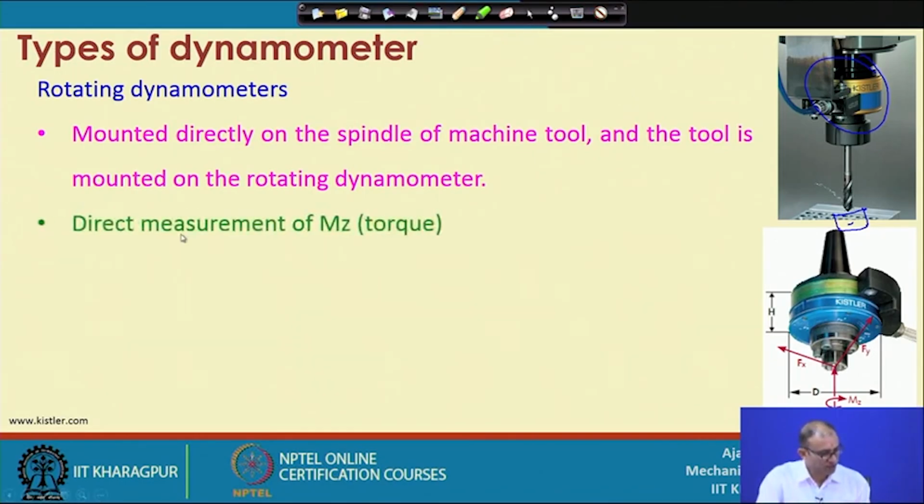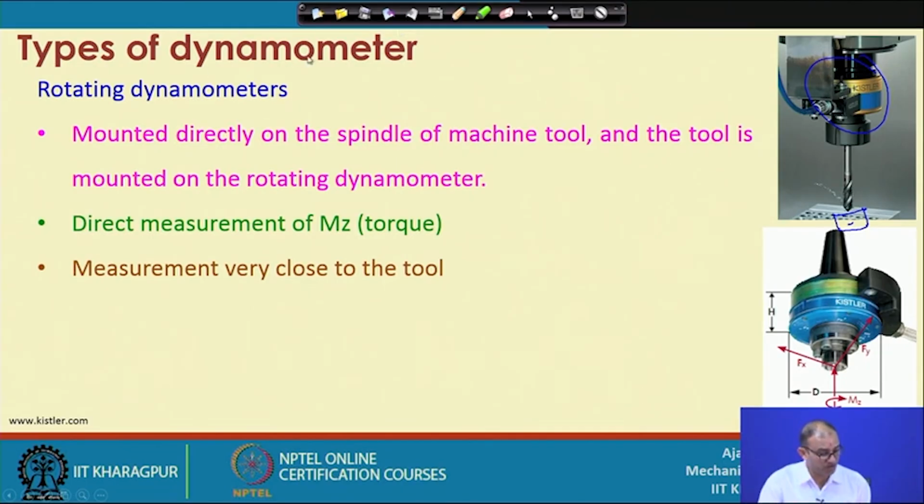Right. So, here it measures directly the MZ torque. In the earlier case, you had to find out where the sensor is located, how far it is. Here it is a direct measurement of the cutting torque. Earlier that was not a direct measure; by moment you were measuring the cutting force, and the measurement is very close to the cutting tool.